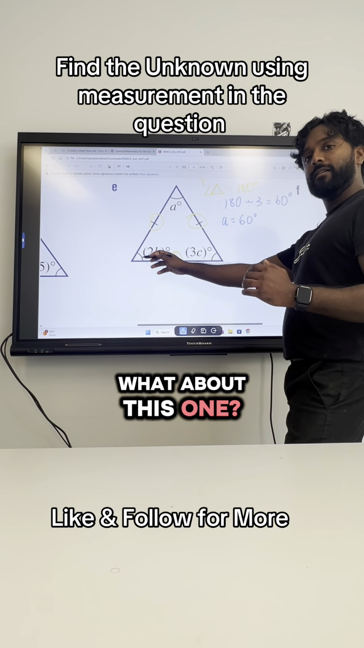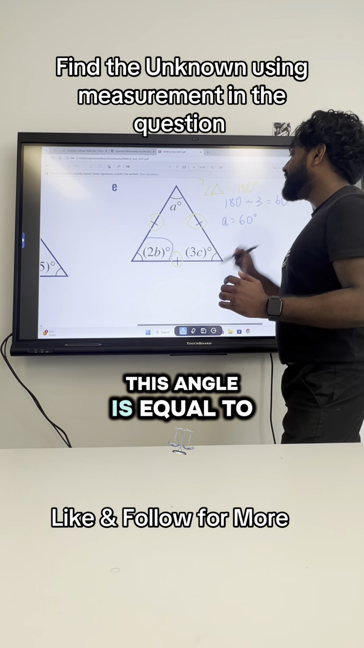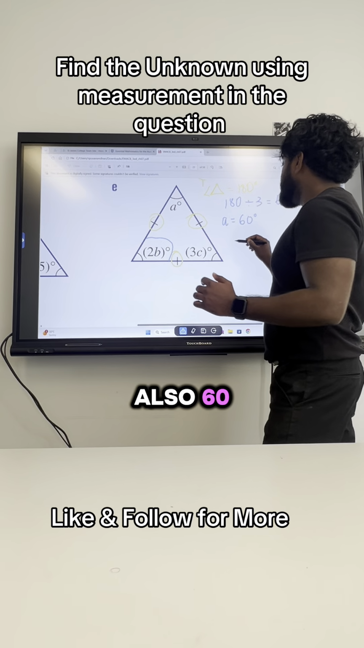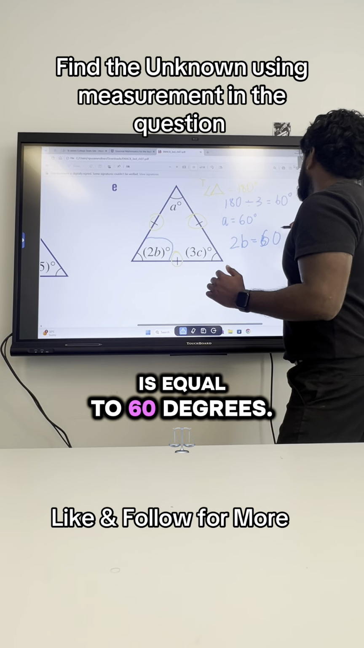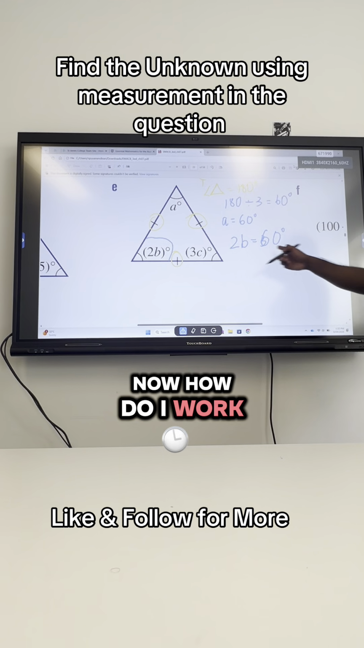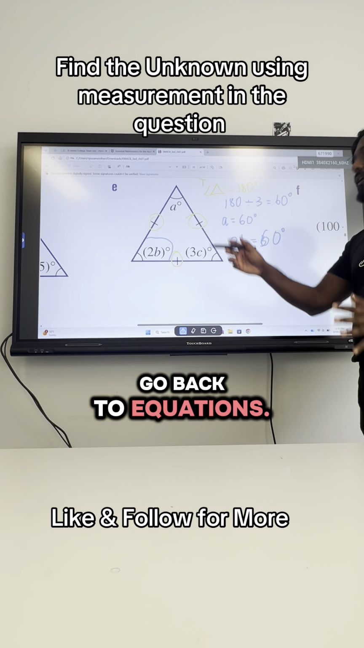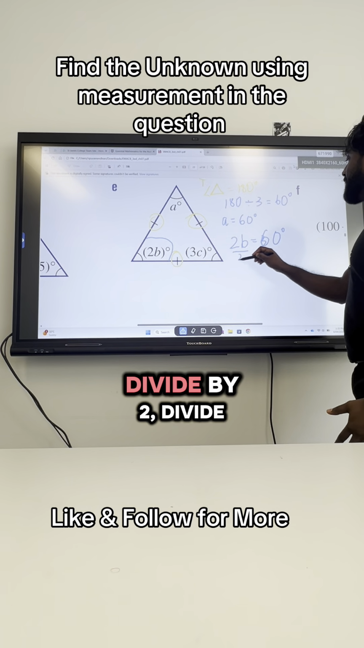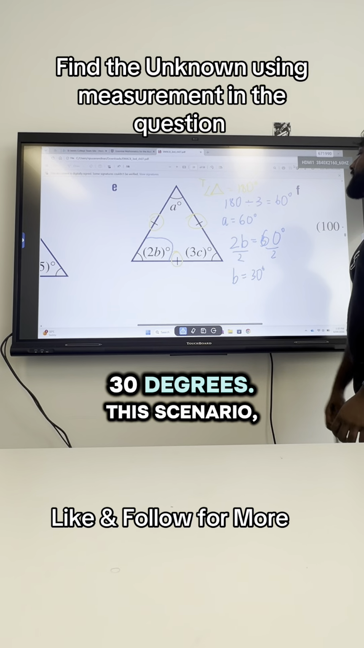What about this one? How do we figure out what B is? We know that this angle is also equal to 60. So how do I write that? 2B is equal to 60 degrees. Now how do I solve for B? Go back to equations. What do I have to do? Divide by 2. B is equal to 30 degrees.